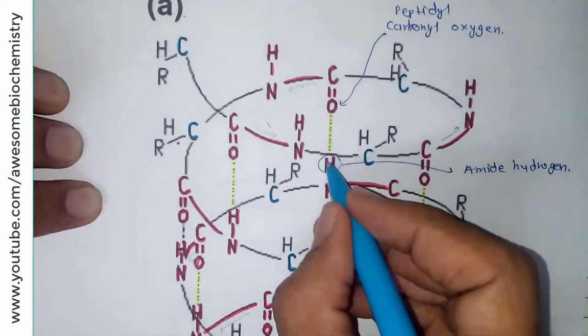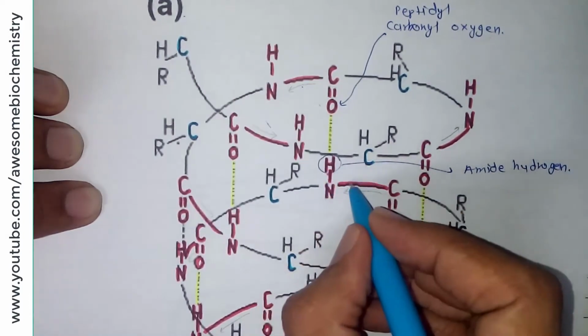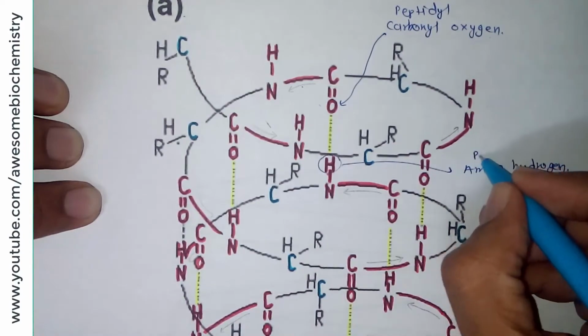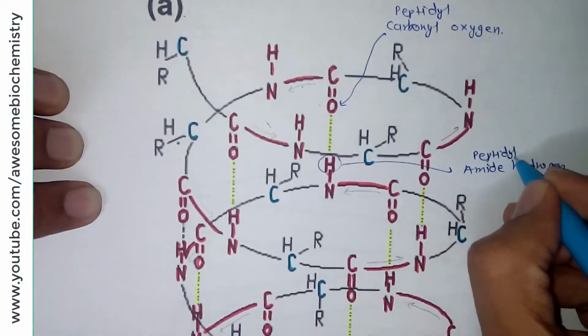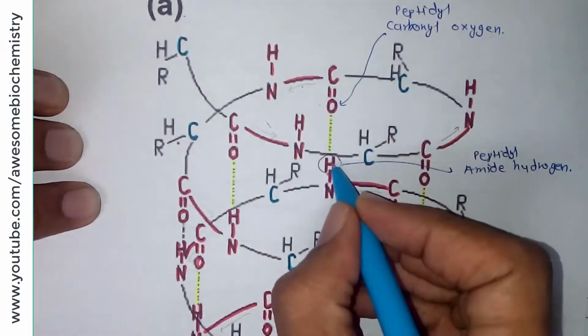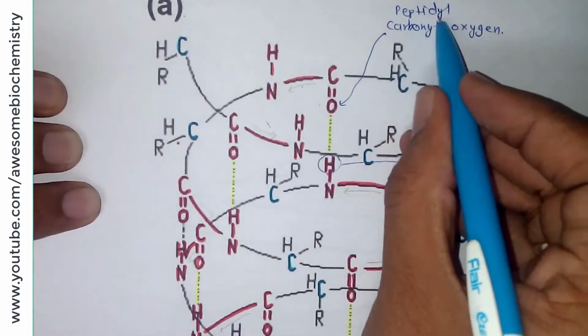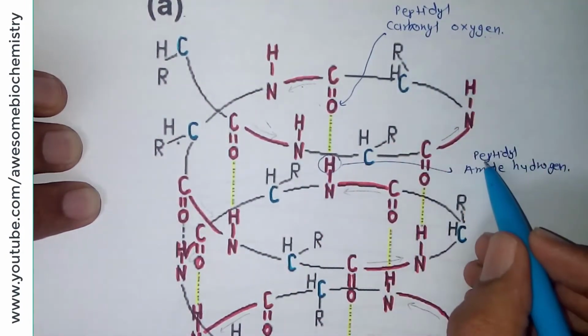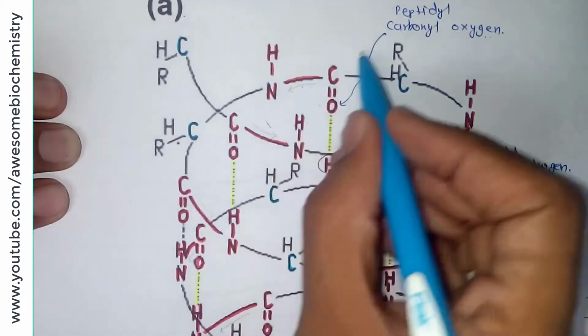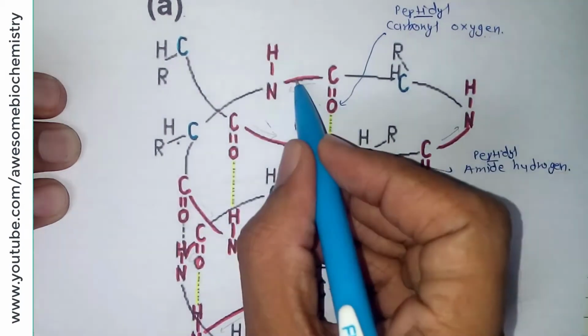Now, is this any amide hydrogen? No, it is a part of this peptide bond, right? So, we call it a peptidyl amide hydrogen. So, this hydrogen bond is between two specific molecules. One is the peptidyl carbonyl oxygen and the second one is the peptidyl amide hydrogen. Now, these both are different.